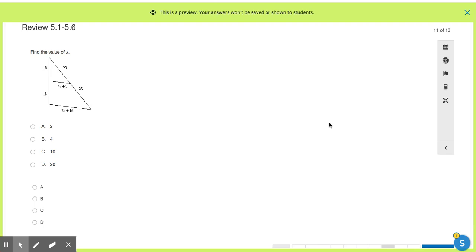All right, find the value of x. We know that this mid segment is half the size of this parallel side. So that means if we were to double the mid segment, it should equal the parallel side.